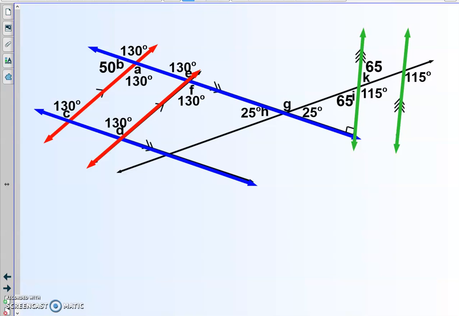And a nice way to check all of this is if you look at this triangle right here, you know that all these angles have to add up to be 180 degrees. So that's how we might attack that problem.